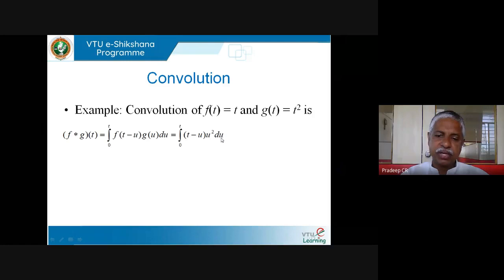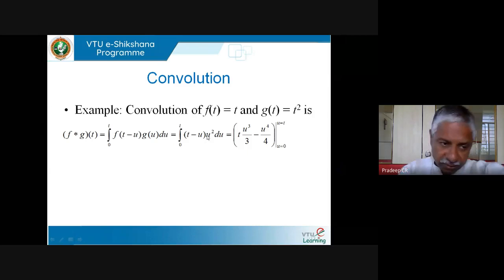I'll get t u square minus u cube. If you integrate t u square with respect to u, you get t u cube by 3, and if you integrate u cube, you get u power 4 by 4. That's what I have written here. The whole thing is between the limits 0 and t. Remember, this is u which varies from 0 to t, because it's the variable with respect to which I am integrating this function.